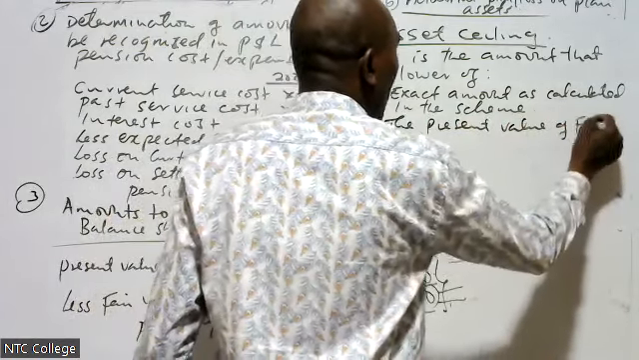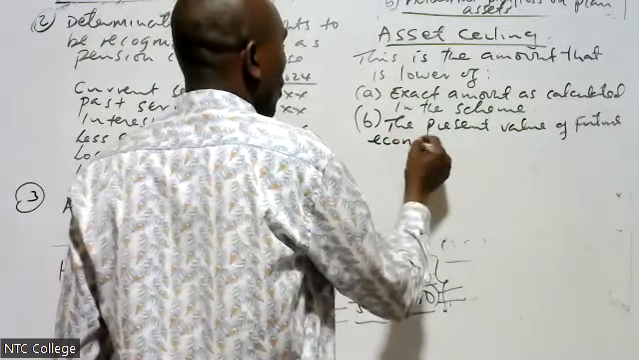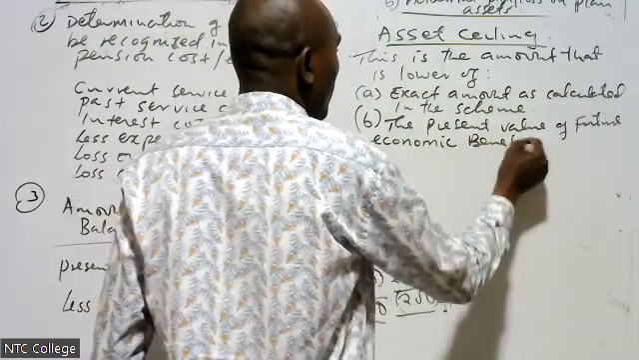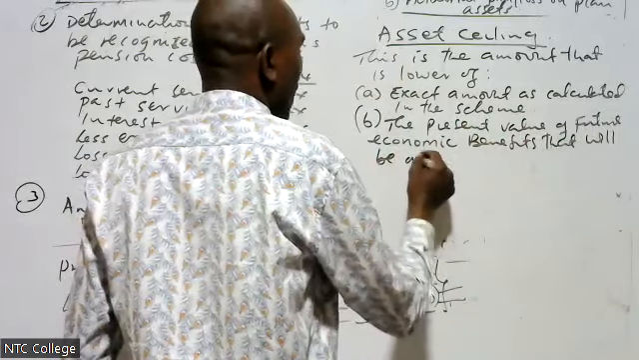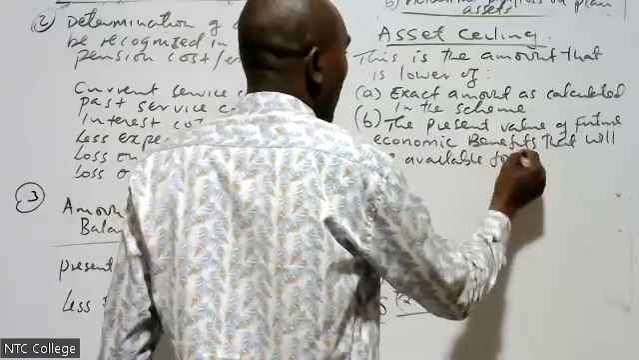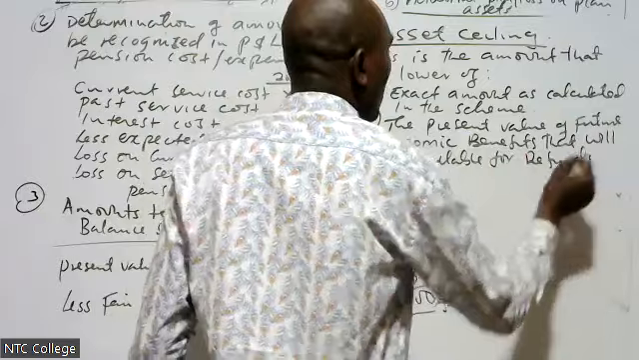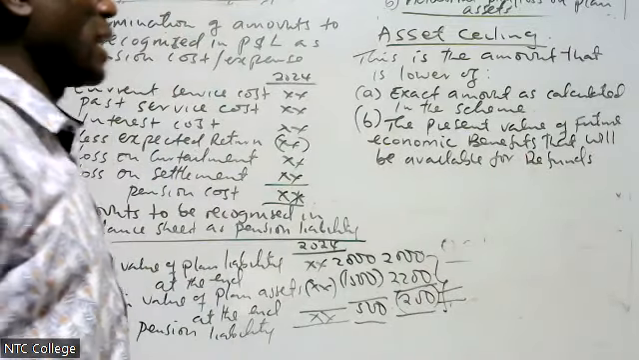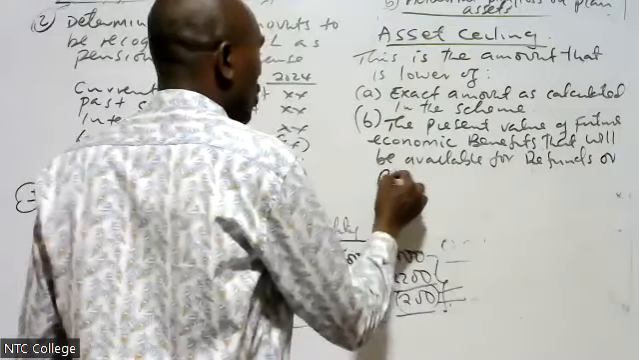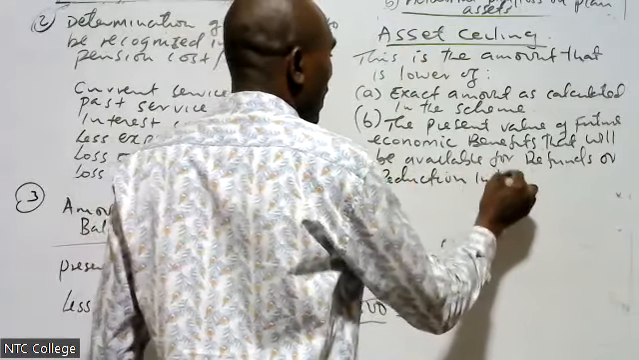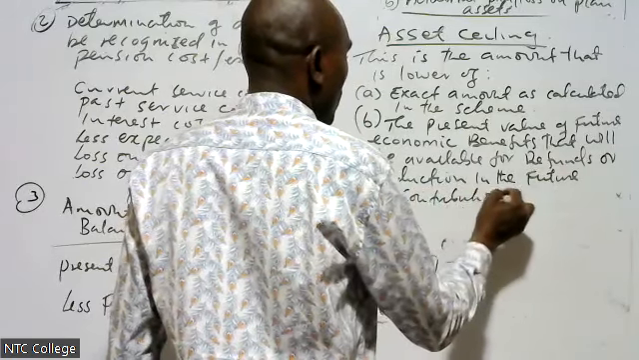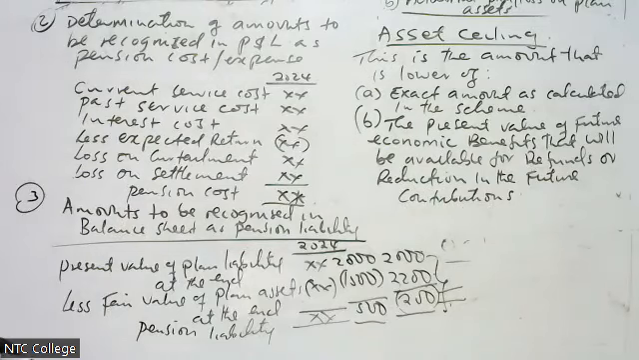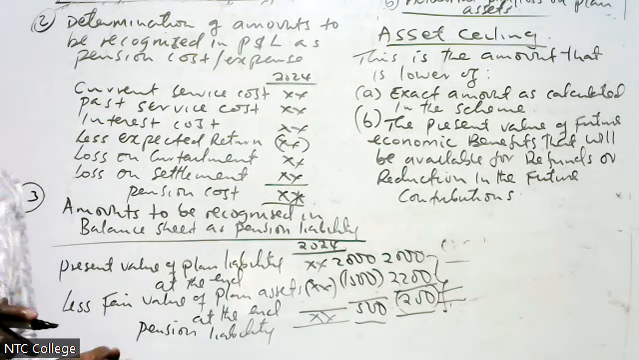Number B is the present value of future economic benefits that will be available for refunds or reduction in the future contributions. The present value of future economic benefits that will be available for refunds or reduction in the future contribution.